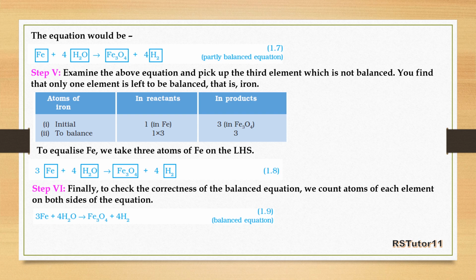Okay, see here they have given the equation would be Fe plus 4H2O. See, first they have done of hydrogen, then they'll do of iron. Okay. So, see, first they have equalized which element? Comment in the comment box.